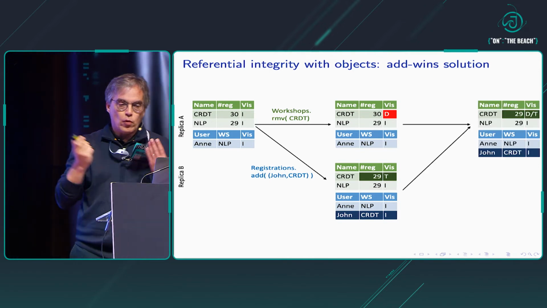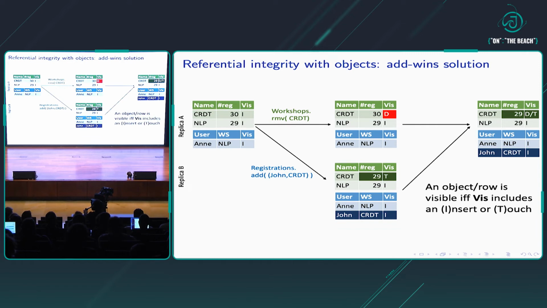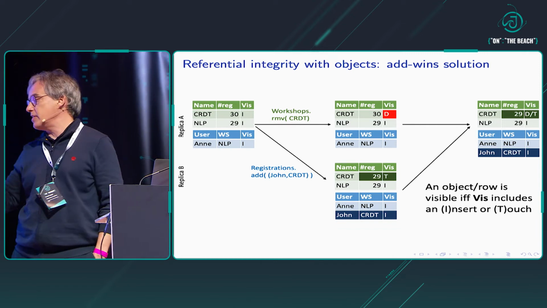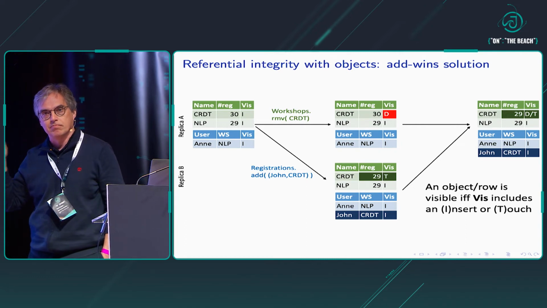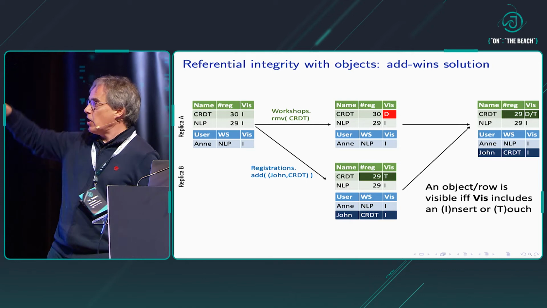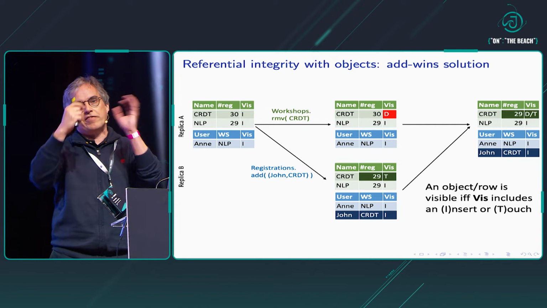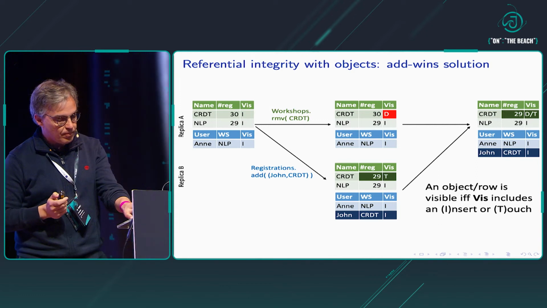So when I merge, the visibility is a multi-value register, so for the CRDTs, I will get the D and the T, because I get the two concurrent values that were set. And then I will say that an object is visible if one of the values is either an insert or a touch. So this solves the referential integrity problem in a more complex situation where I have objects instead of single values.